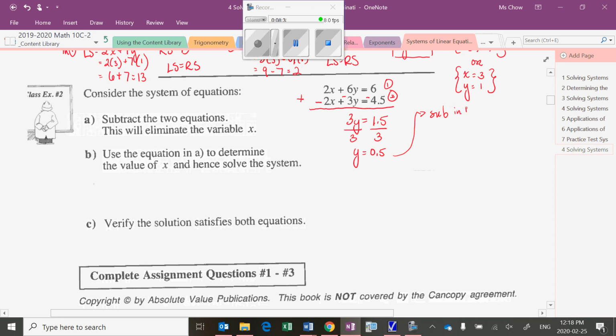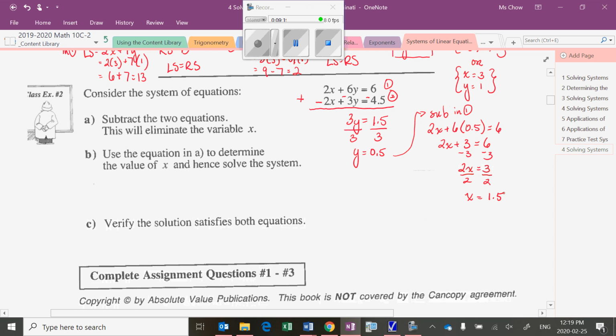So we'll substitute it into 1. So we would have 2x plus 6 times y, or 6 times 0.5, equal to 6, and solve. So 2x plus 3 equals 6. Subtract 3 from both sides. So then 2x is equal to 3, and then lastly, of course, divide both sides by 2, and x is equal to 3/2, or 1.5. Normally, I would probably just leave it as a fraction, but since y is equal to 0.5 as a decimal, then I just want to be consistent, so we'll write that as 1.5.